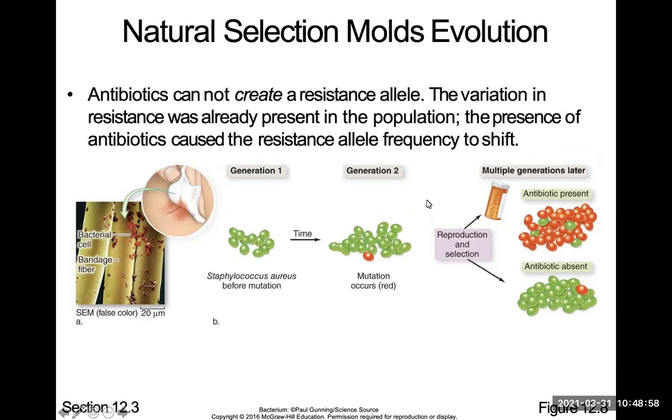What antibiotics are doing is causing a shift in the allele frequency. That means the alleles shifted towards more resistant bacteria. That's one of the reasons doctors tell you to finish the course of antibiotics. And if you take antibiotics for a viral infection, when you should be taking antivirals for that, it's not a mutation, but it's going to cause a shift in alleles, so the bacteria become more resistant.